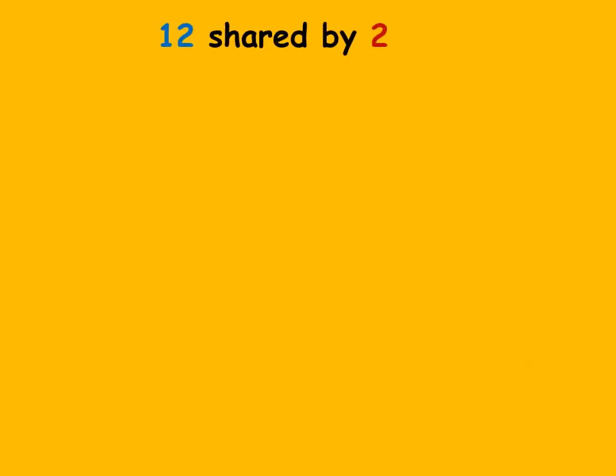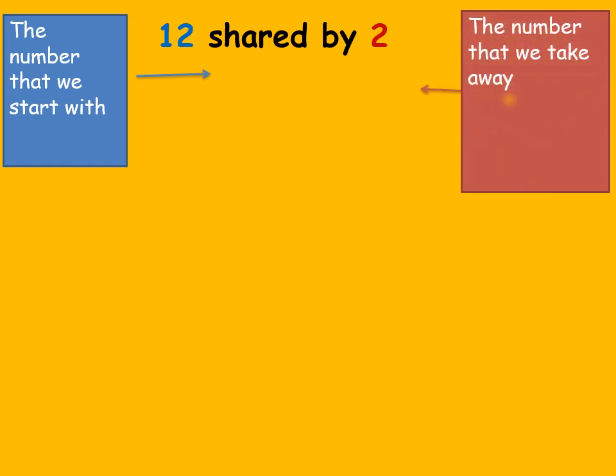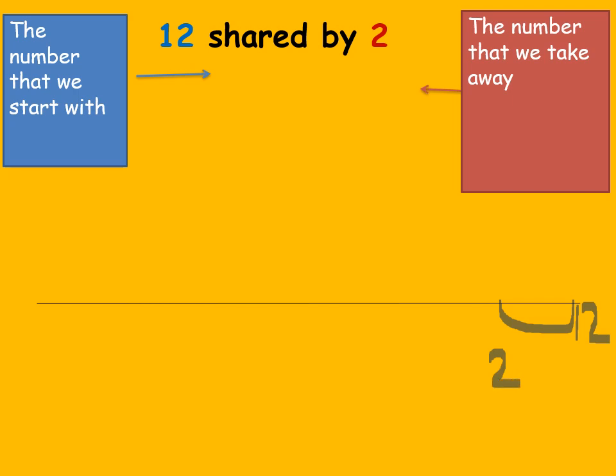All right, let's try this one. 12 shared by 2. The number that we start with is 12. The number that we take away is 2. We're going to use our number line, starting with our 12. Okay, let's count back by 2. Okay, and our answer is 10. Count back by another 2, and our answer is 8.